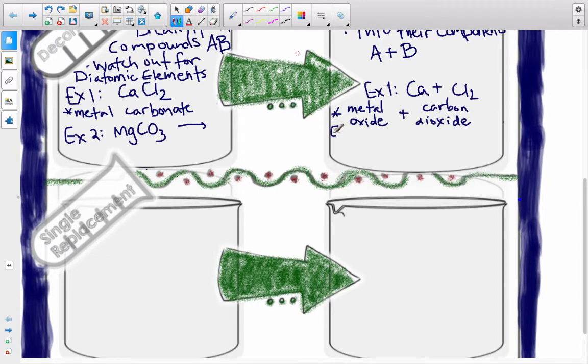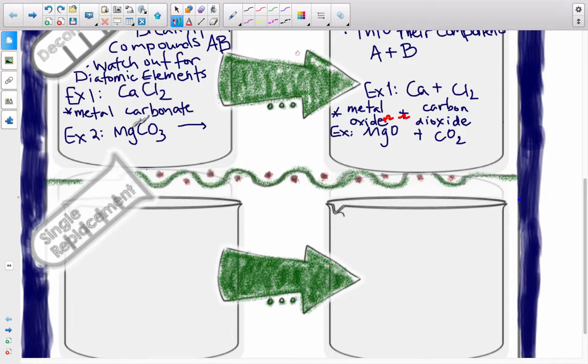So for magnesium carbonate, that will look like our metal's magnesium. So magnesium oxide is MgO, and carbon dioxide is always the same, CO2. Now, just to be on the safe side, let's check our charges. Magnesium has a +2 charge, and oxide has a -2 charge. So those two just cancel out. That formula is good. And then carbon dioxide, we don't even need to worry about charges. It's just always the same thing.